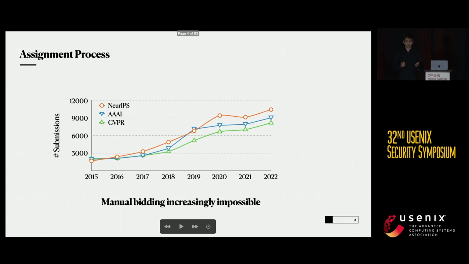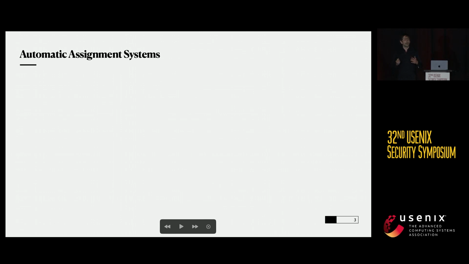But there is a problem, and that is the number of submissions is increasing considerably in the last years. Just take NeurIPS, that now has over 10,000 submissions. If you spend just 3 seconds reading each paper title, you would have to spend 8 hours to go through all paper titles, only paper titles. So manual bidding is not possible anymore for these large-scale conferences. Conferences like NeurIPS, ICML, or even CCS in some years have adopted automatic solutions for the assignment.